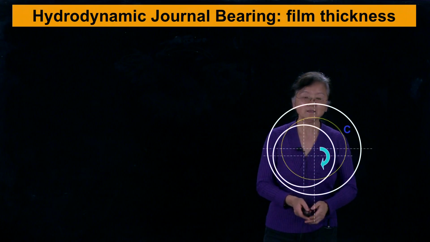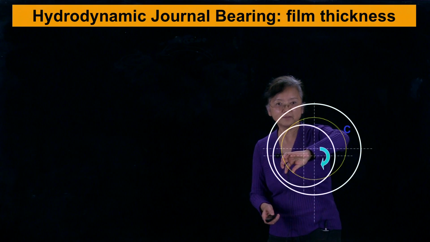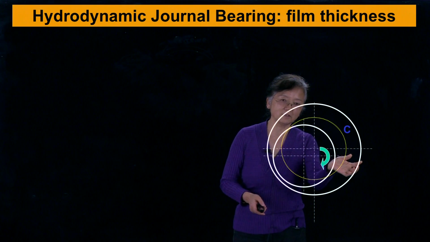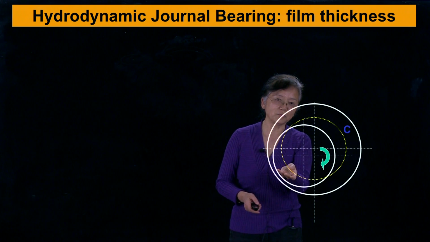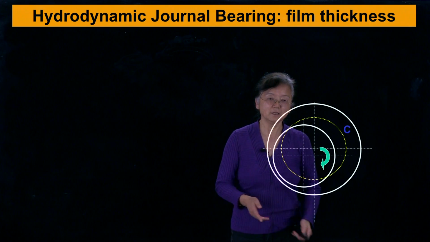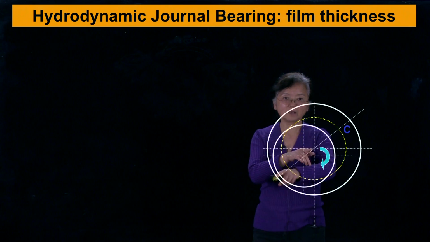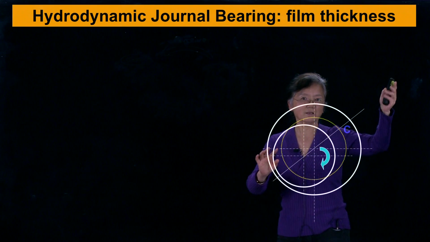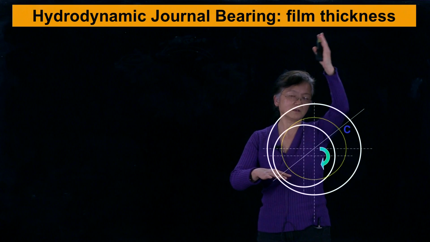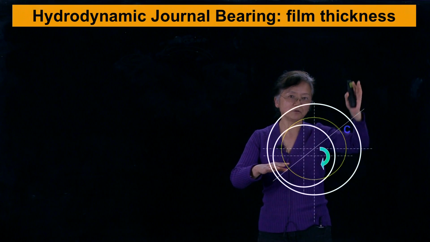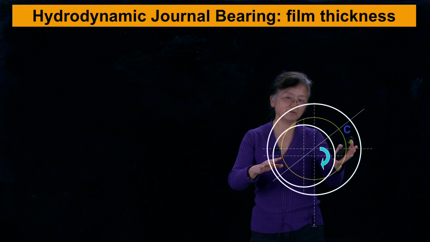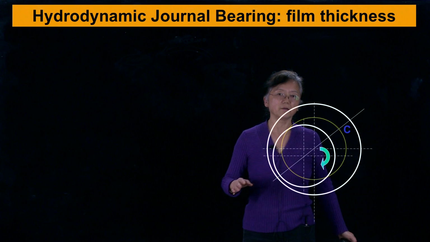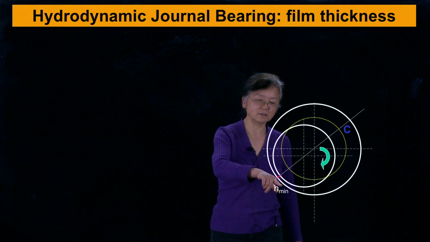Then the film thickness around this journal will be different at different locations. But what we can do is link the two centers by a straight line. It has an angle to the vertical location, which we're going to talk about next time. But now we need to find out how to express the variation of the film thickness, or here we see the gap.